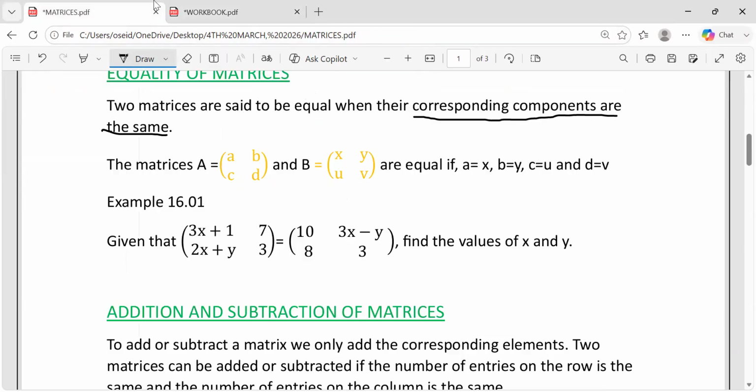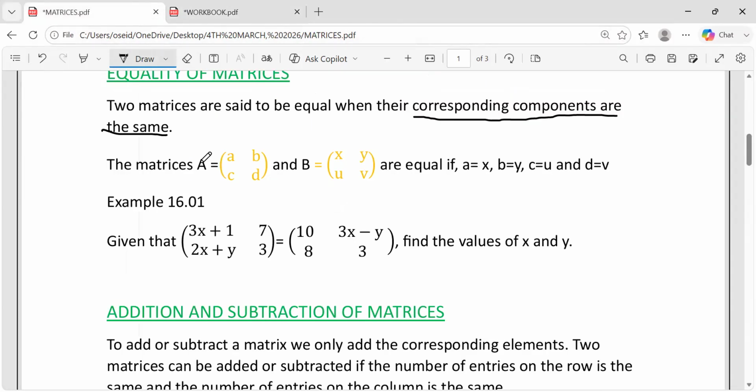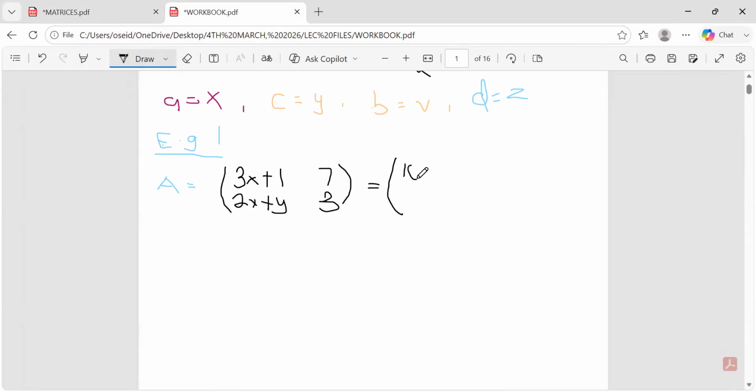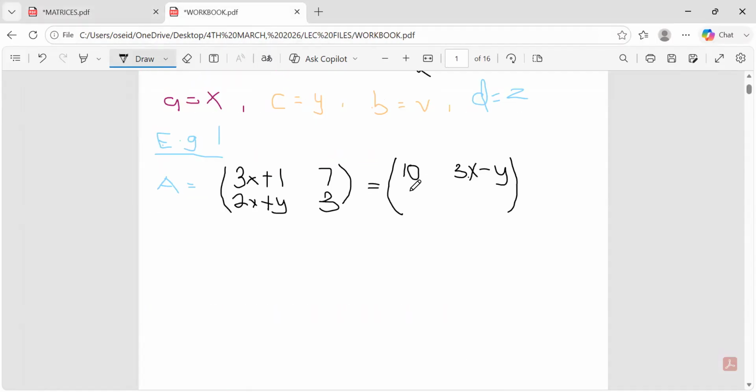Then matrix B also equals 10, 3x minus y, 10, 3x minus y and 8, 3, 8, 3.